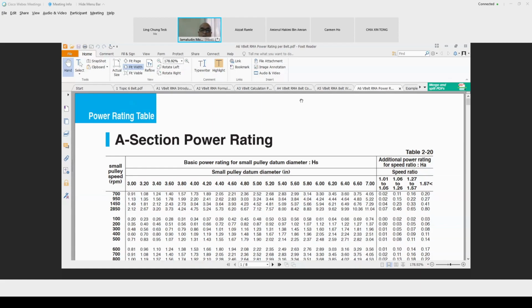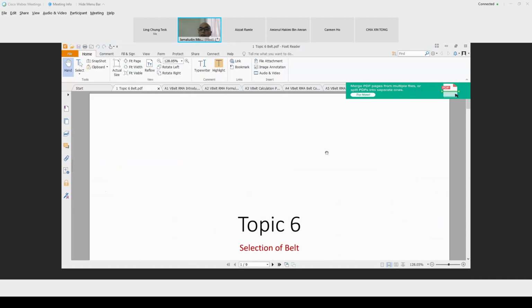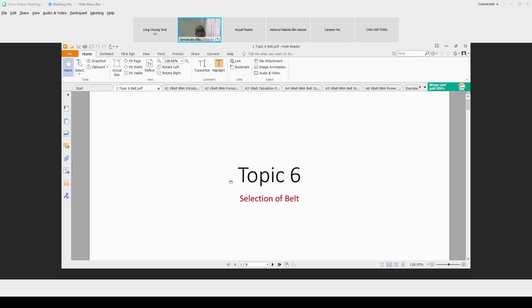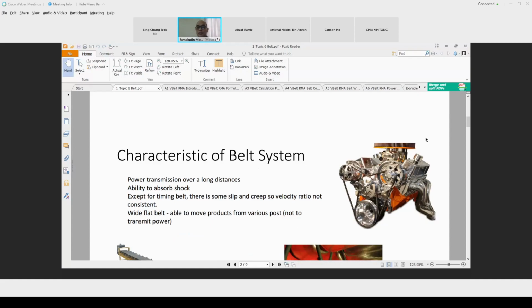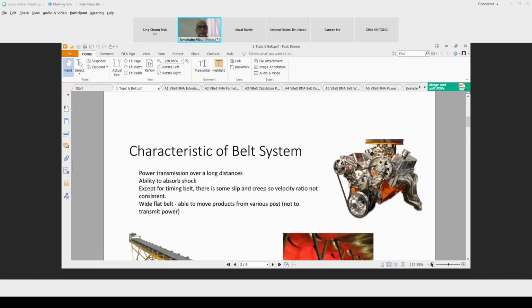There will be a lot of things you have to refer to, so make sure you have downloaded everything before the test. You have A1 to A6, and there will be one more that will be your example. Right, let's start. Belt. This is going to be an example of belt that you have.